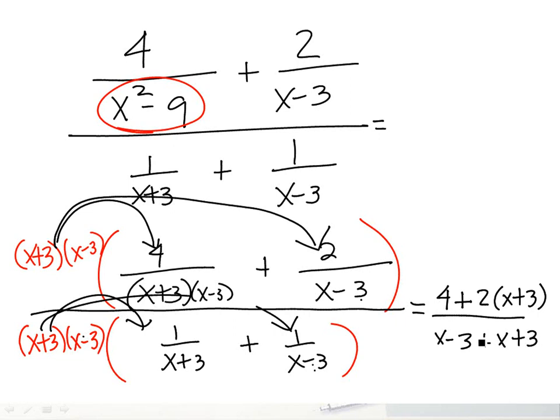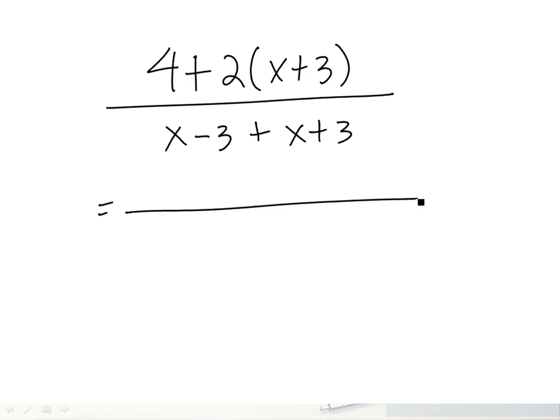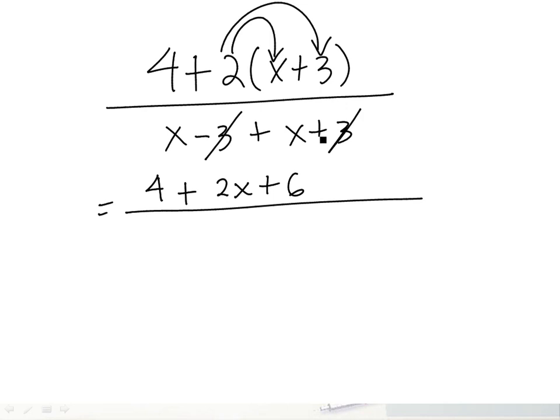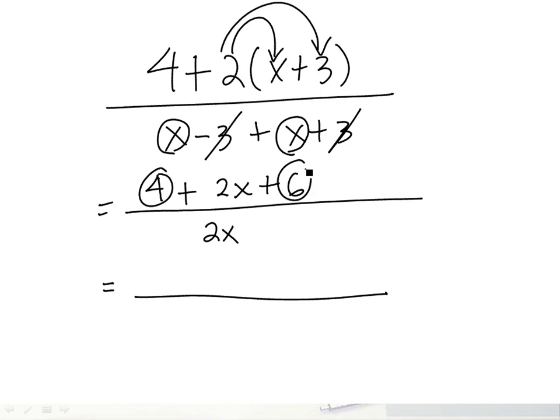If we simplify this, we would get 4 plus, I'm going to multiply here. Please don't add 4 plus 2. That's not order of operations. You must multiply and add it to the 4. So it's 2x plus 6 here. And here the 3's will cancel, and you have an x and an x. x plus x is 2x. Then here you have a 4 plus a 6. So you have 2x plus 10 over 2x.